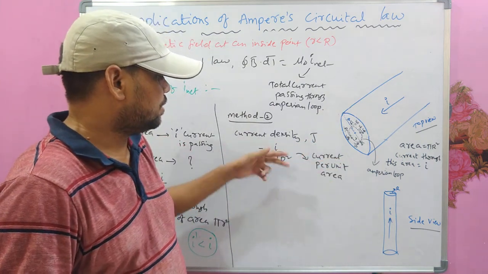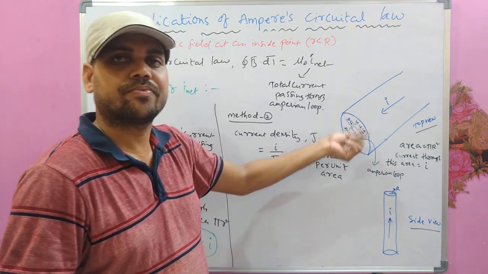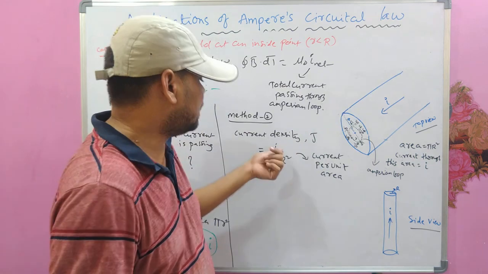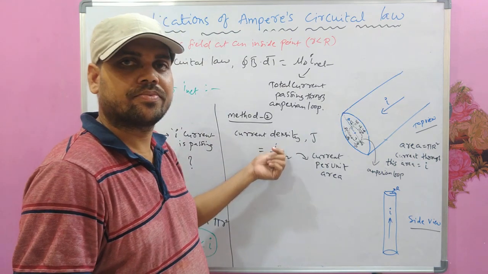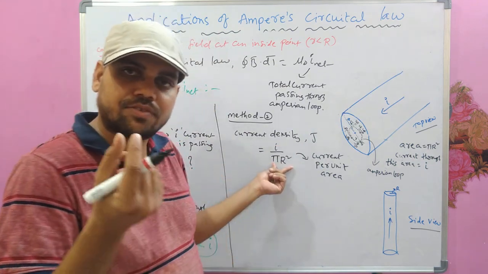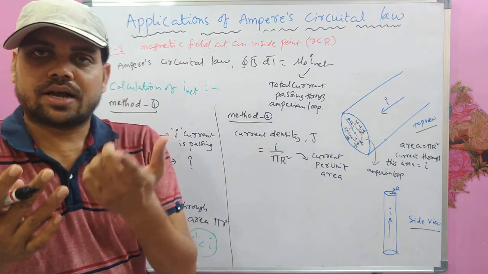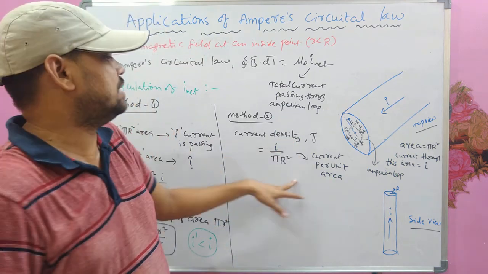I is the current, per area. Pi r square is the area through which I is passing. If pi r square is 1, that is 1 unit area. J equals I, so that is why the current passing through unit area is J.